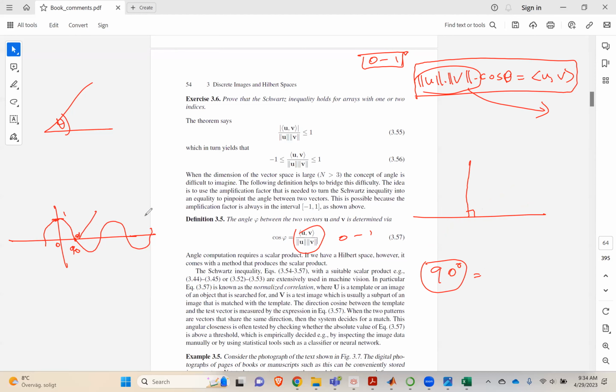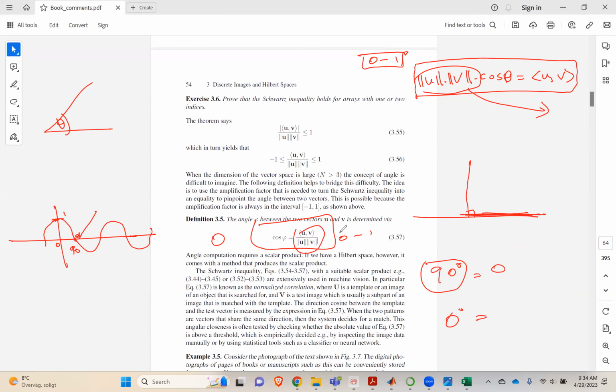Cos theta value is 0. So based on this equation, we get 0 if the images are different. But on the other hand, what if the images are the same? When your first image is lying here and the second image is also lying here, what's the angle you get? You get 0. The angle is 0. There is no difference in the angle.